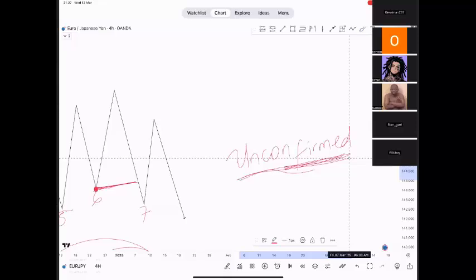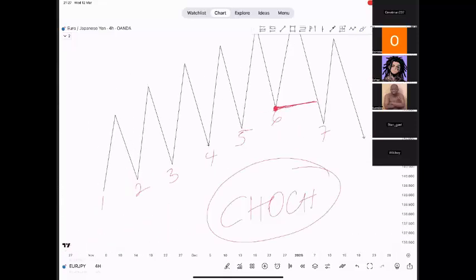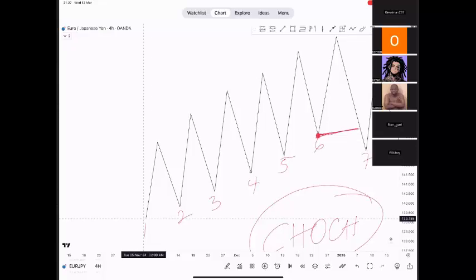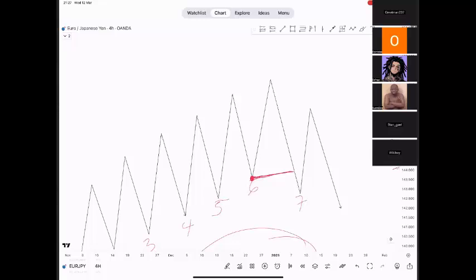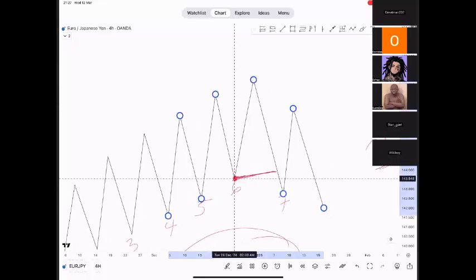So which means that if you have price coming in an uptrend, creating a series of higher highs and higher lows, and all of a sudden price takes out a protected level, a level that is supposed to be higher than the new low, price goes below it in an uptrend.